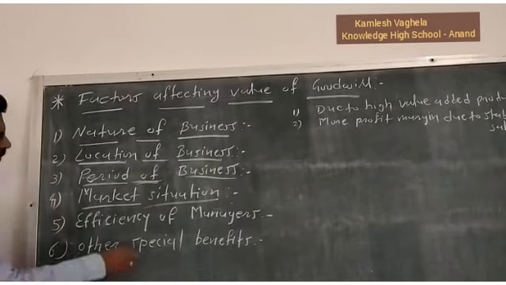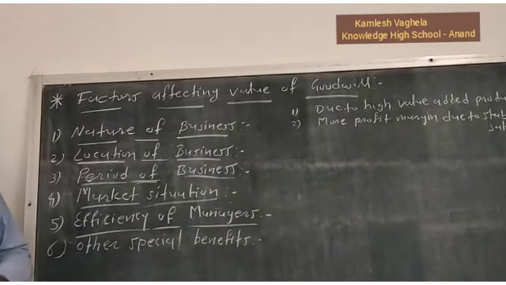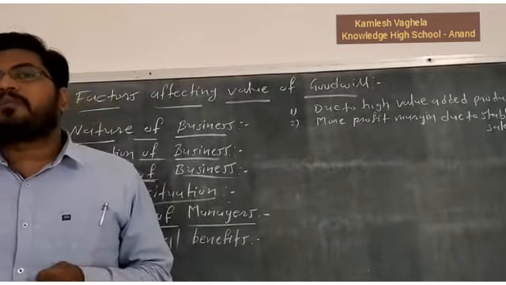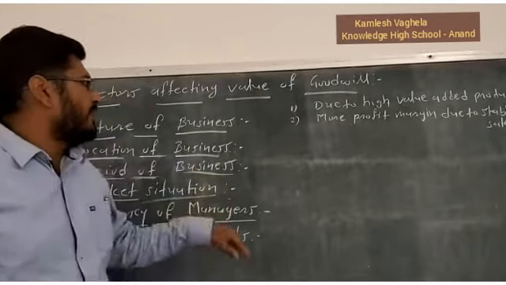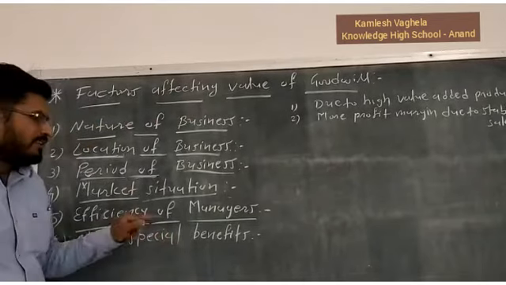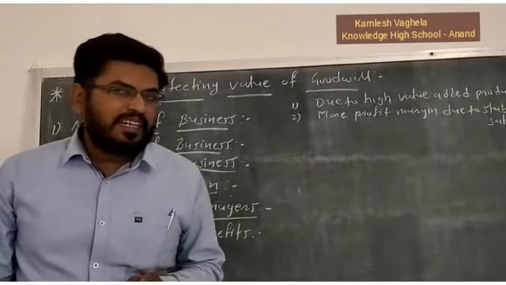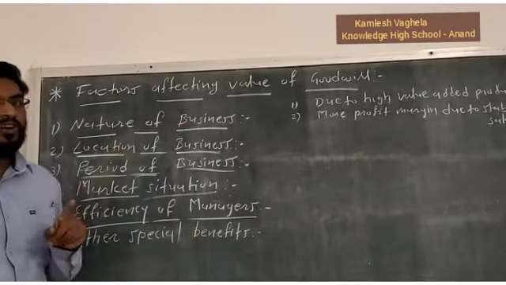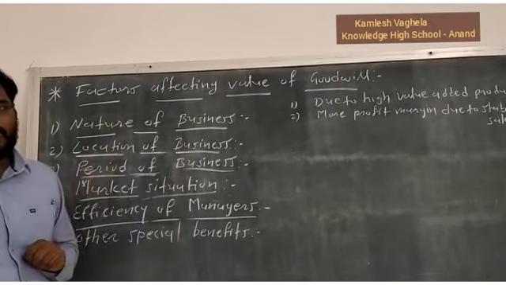Then efficiency of manager. Now efficiency of manager means what? If our managers are efficient, because of the efficiency of manager, our production is increased and our production cost is decreased. So automatically our profit will increase, and as we know, when profit increases, goodwill automatically increases. But in reverse, if our management is not efficient, then our production will decrease and our production cost will increase. And as and when cost increases, profit will decrease, and when profit decreases, value of goodwill will also decrease. So efficiency of manager is also an important point which affects value of goodwill.